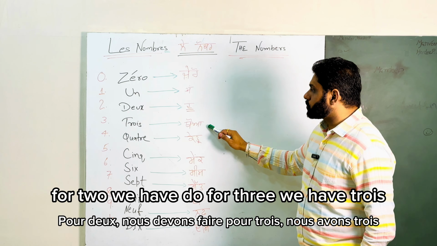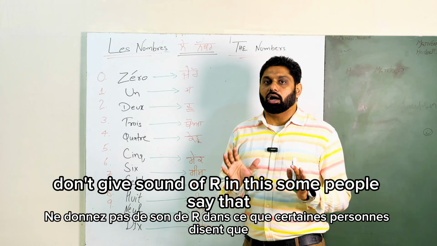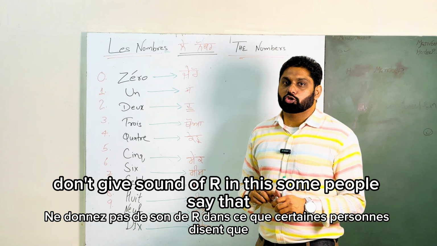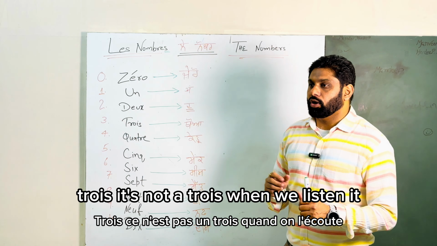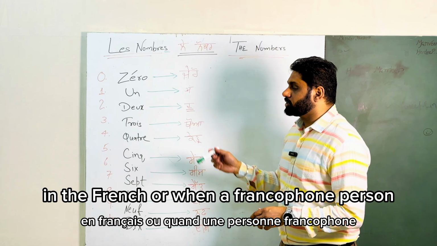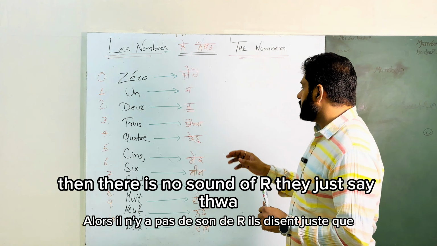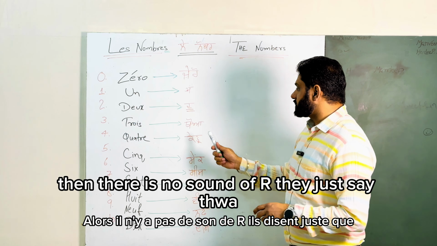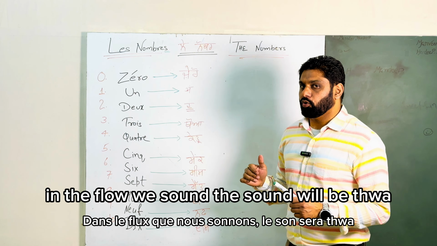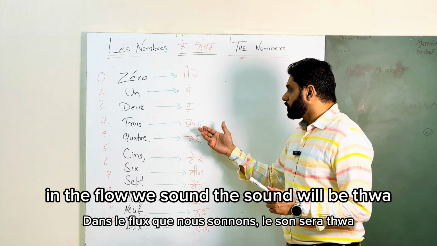For 3 we have trois. Don't give the sound of r in this. Some people say "throa". It's not "throa". When we listen to a francophone person speak the word 3, there is no sound of r. They just say trois. In the flow the sound will be trois.